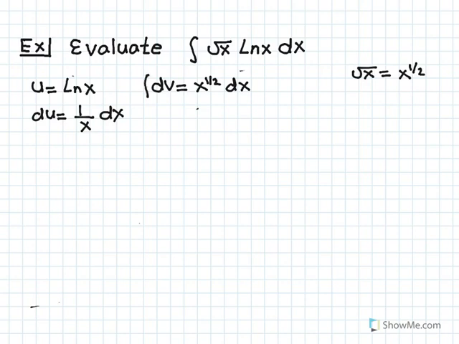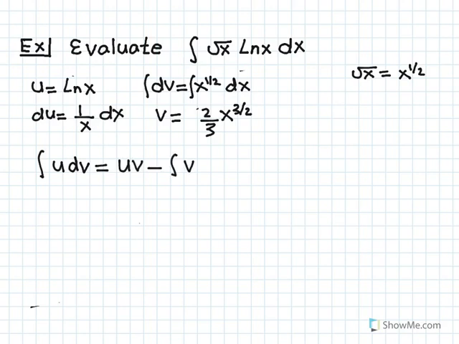And integrate dv to get v. So v is equal to, reverse the power rule, x to the 3/2, divided by 3/2, that's 2/3. All right, so now we have u, we have du, we have dv, and we integrated that to get v. So let's apply the formula. The integral of u dv is equal to uv minus the integral of v du.